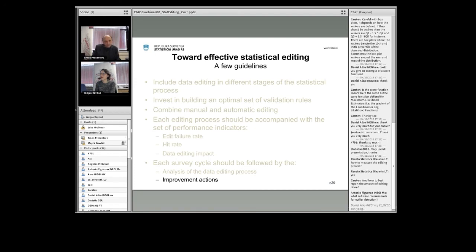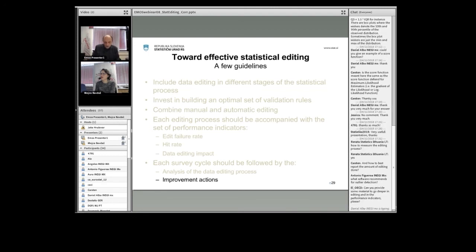So what is the impact on your results? What are the rules that have the highest edit failure rate? What is the hit rate? This is very important. How many of these validation rules that make your data suspicious, how many of these data were in fact really corrected afterwards? If the hit rate is very low, it's certainly an indication that you have something to do with your validation rules, that you have to review them, et cetera. So there is a quite wide range of this.